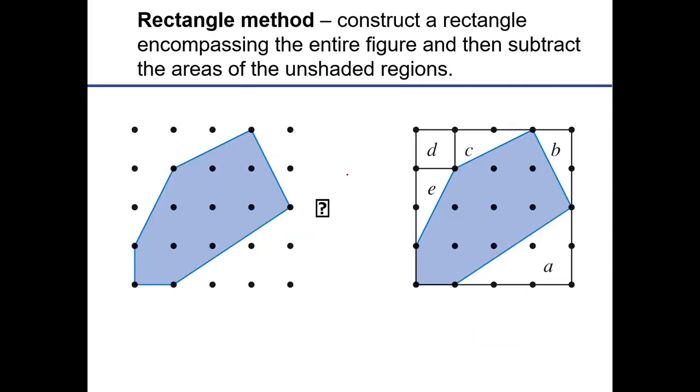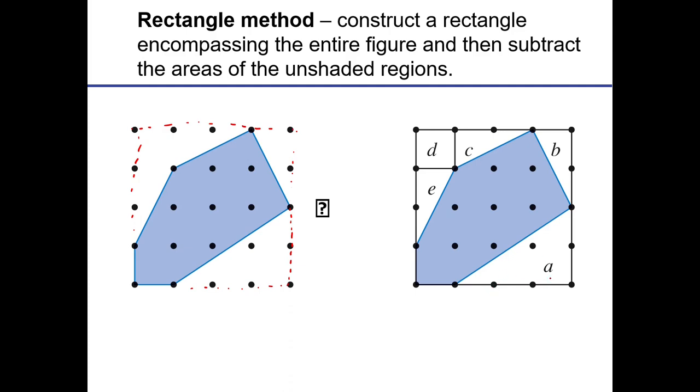For the rectangle method, we're going to construct a rectangle encompassing the entire figure, then subtract the areas of the unshaded region. In this figure, it is very difficult to break it into rectangles and triangles because the dots don't line up with all of the sides. So what we're going to do instead is construct a larger figure around this in the shape of a rectangle. From there, we can break up the figure into different shapes.